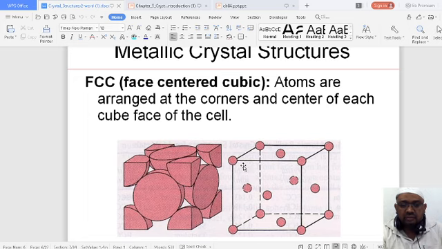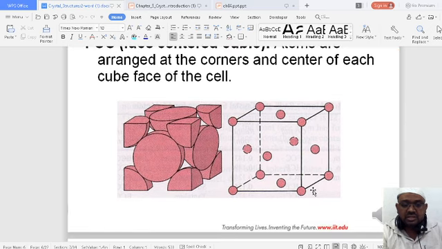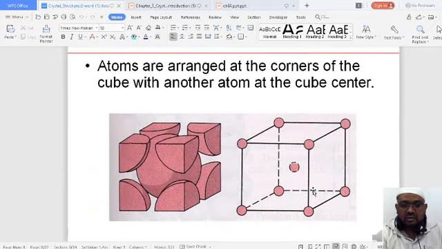Face centered means that, apart from the corners, you'll find three additional atoms which are shared by the six faces of the cubic crystal system, and this comes under the category of Bravais lattice, that is, the face centered cubic Bravais lattice. This is the view one can assume if it is a face centered cubic lattice.